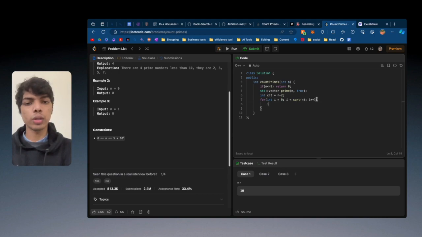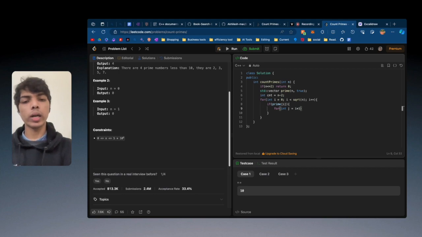Now we will initiate our loop and we will check if the current element, which is i, is true. If it is true, then we'll create another loop inside the if block. We will declare the current element j and initialize the value i into it, and we will run this loop till n, and we will increment the value of j by i, because we want to find out the multiples of i.